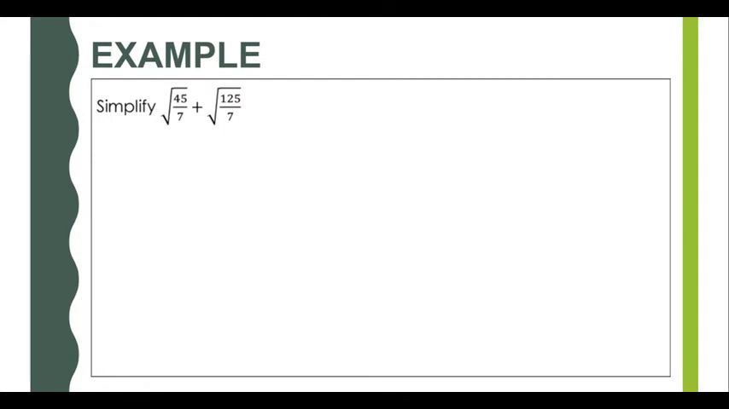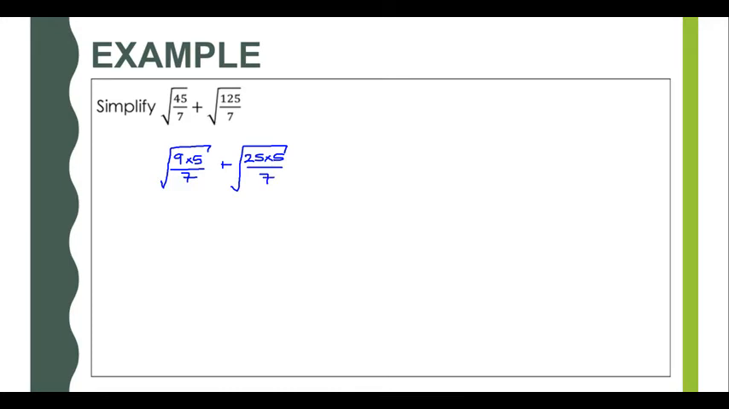This question looks harder as there's a fraction, but we need to do exactly the same as before. We need to make sure we have the same number in the square root. If we take the first fraction, we can write it as the square root of all of 9 multiplied by 5 over 7 plus the square root of all of 25 times 5 over 7.